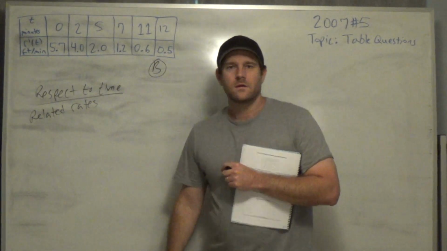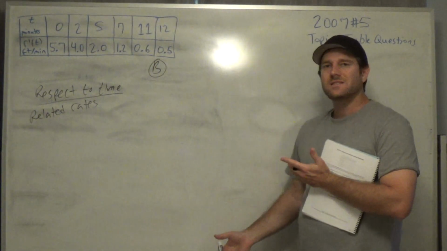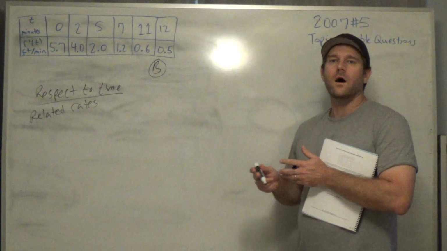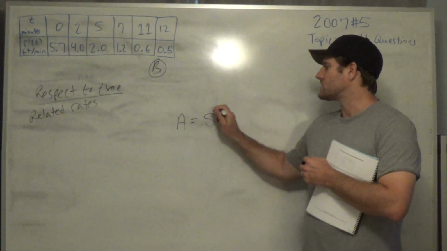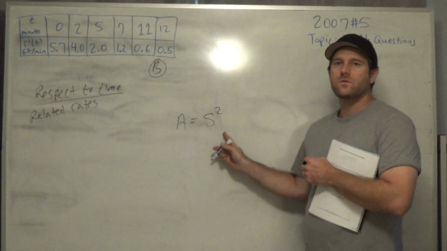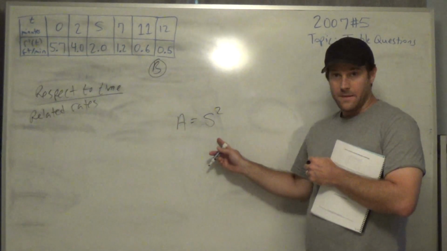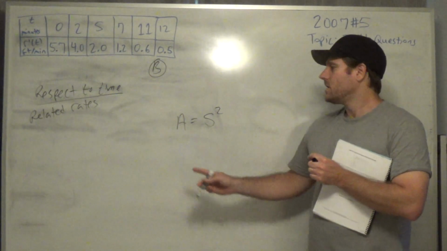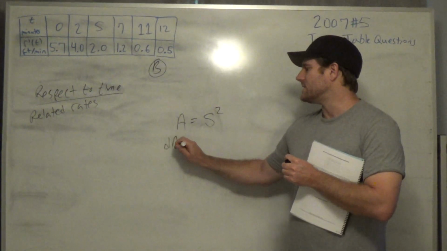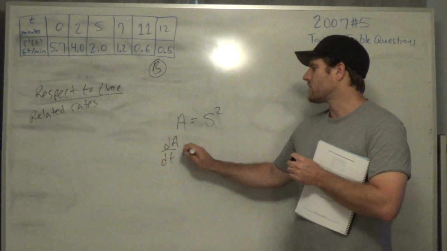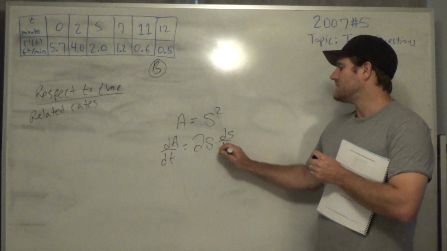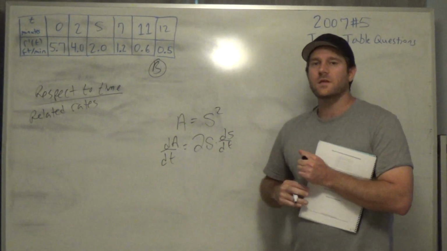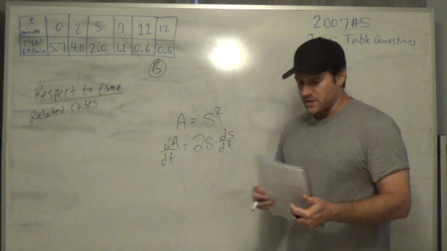rates. Just as an example, let's take the area of a square. The area of a square is s squared. If you're taking the derivative of this with respect to time, everything gets a chain. The derivative of A would be dA/dt, and the derivative of s squared would be 2s, but you get times the chain, ds/dt. So you're going to have a related rates question on your quiz, and there's one here right now.